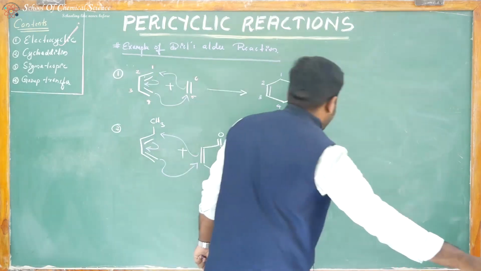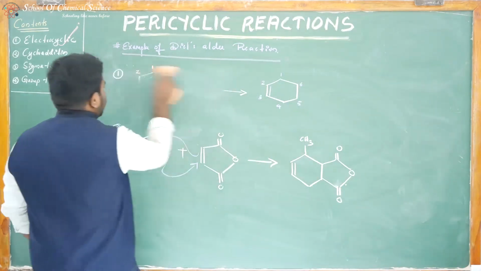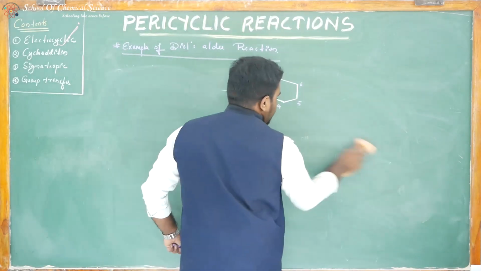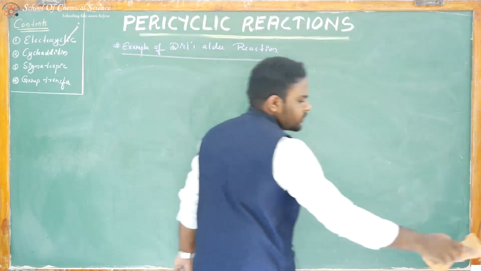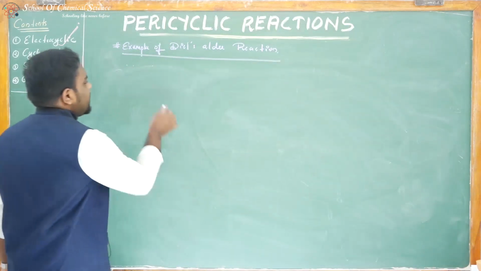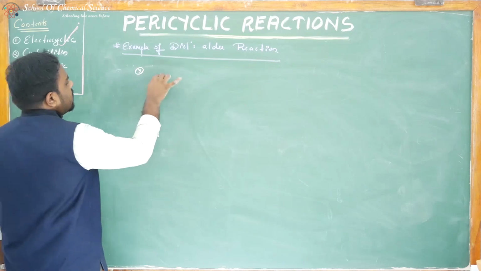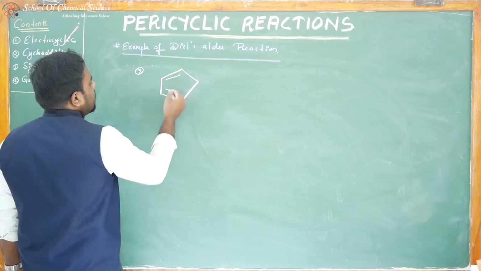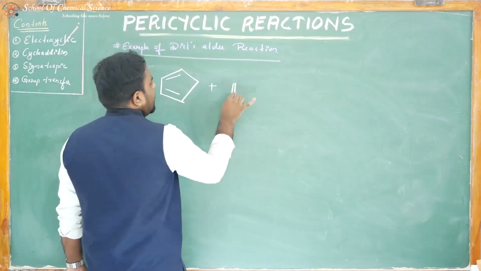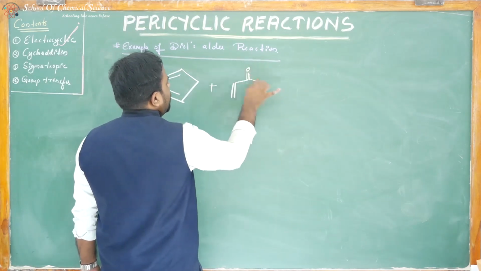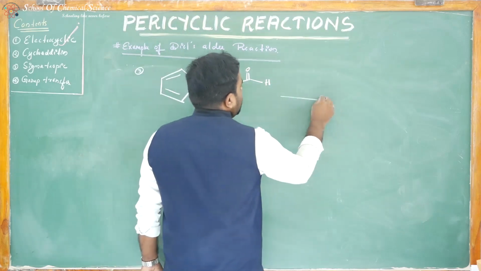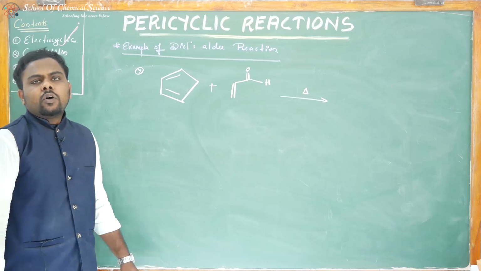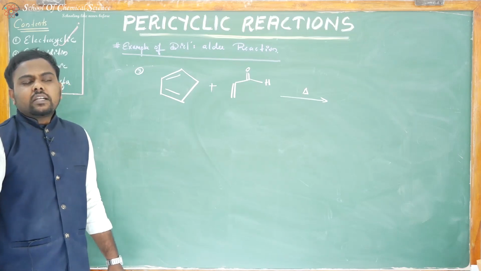Question number 3. Third example. Example 3. A cyclic diene plus a dienophile, C double bond OH, under thermal condition. All these reactions take place under thermal condition. You know the 4+2 reaction takes place under thermal condition.